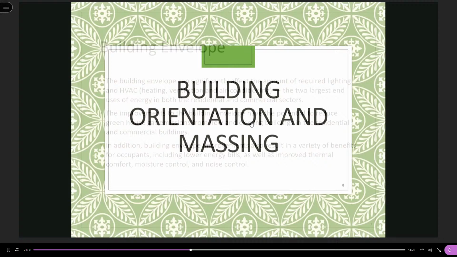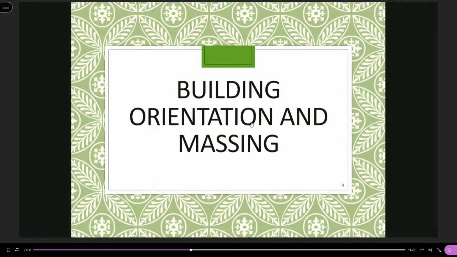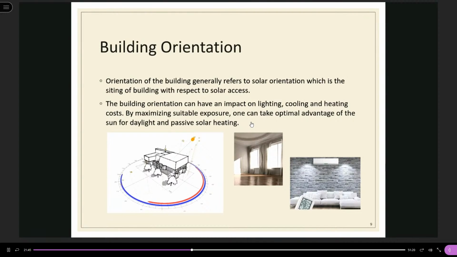Okay, another consideration for passive systems will be the building orientation and massing. So first of all, let's talk about the building orientation. Orientation of a building generally refers to solar orientation, which is the siting of the building with respect to the solar axis. The solar axis, or the sun path, will be different for different locations on Earth, right?